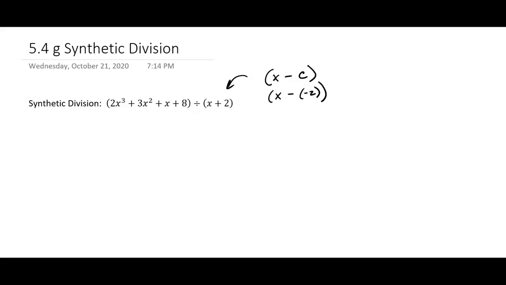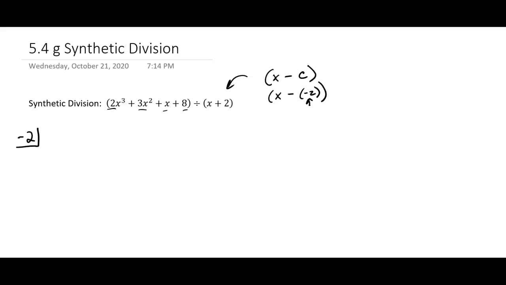Okay? So you're going to take whatever that c is, that number, negative 2 in this case, and you're going to put it over here, and you're going to put a box, like half a box around it. Okay? This is how I do it. Then what you do is you take all the coefficients off of the terms. Now again, you have to have the terms in the right order, and you can't have any missing terms. Well, if there's missing ones, you have to put zeros in.